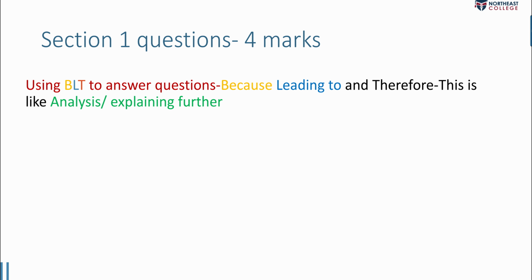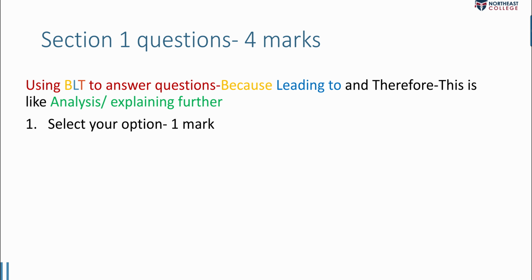Basically, there's a method I usually teach my students to follow. I use the acronym BLT. I'm sure BLT means something else to you, but specifically for A level business, we want to think of BLT as because, which is the B, L leading to, and T therefore. Basically, this is like analyzing a question or explaining further. I know you're probably thinking abstractly at this point in time, but we're going to bring it to context soon.